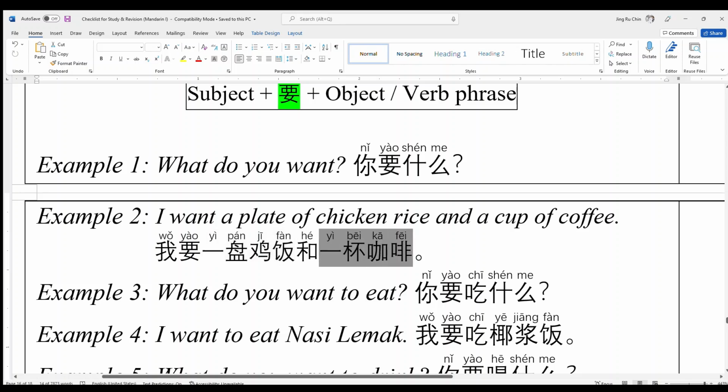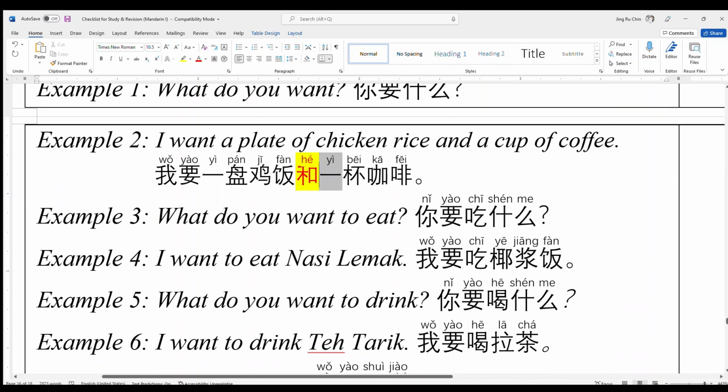And this word, and, we learned in Lesson 5. Father and mother, brother and sister, right? So the word and in Mandarin is 和. This word here, 和, second tone, H-E. So you pronounce it like this, go up. 和. So 我要一盘鸡饭和一杯咖啡. This is how you order food and drinks. I want this, I want that.